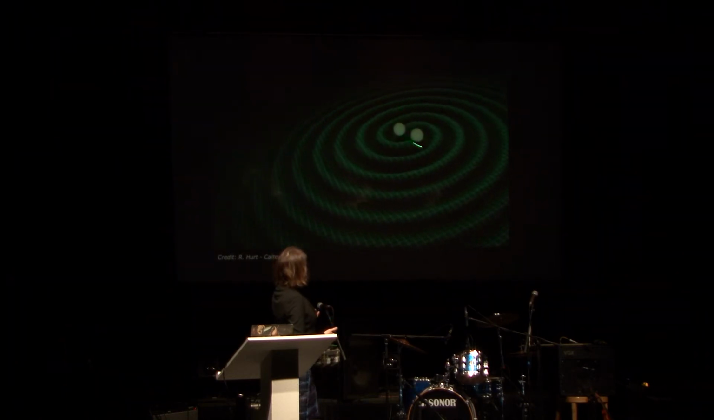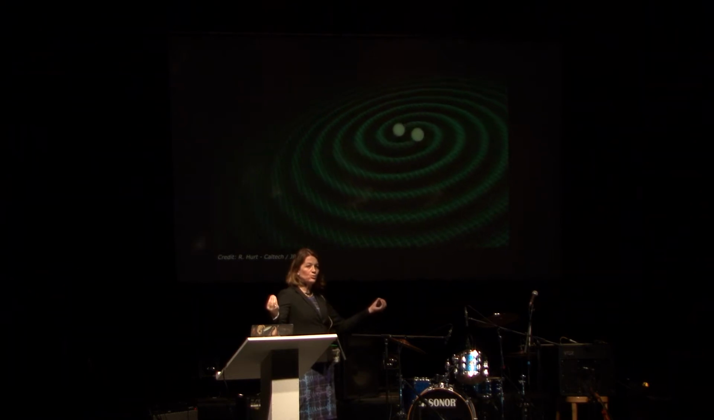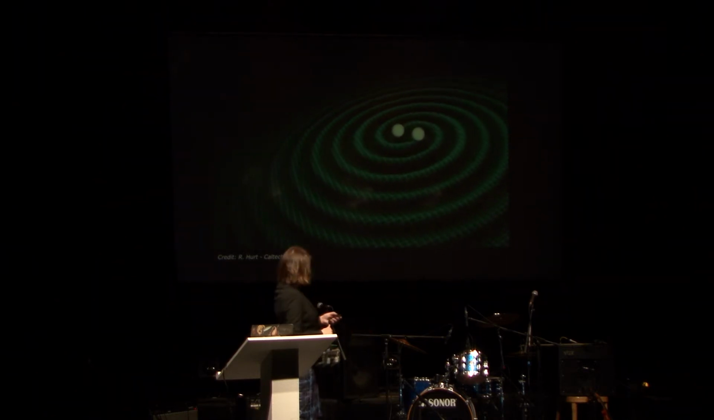these two white objects. Imagine those as being two neutron stars, two dense objects, two black holes, and they rotate around each other. As they do, they change the way they modify space, and these waves are the gravitational waves that are propagating away from the source.